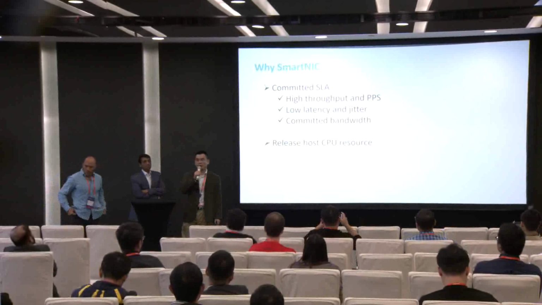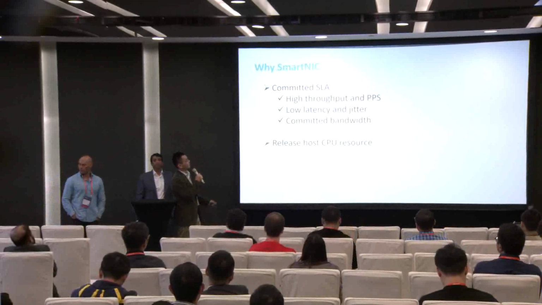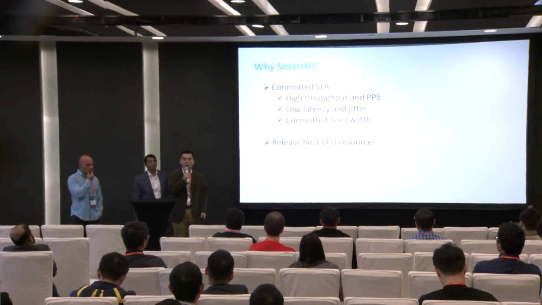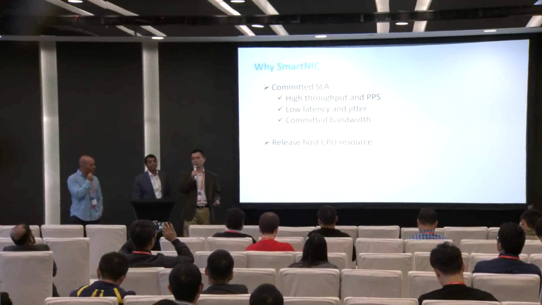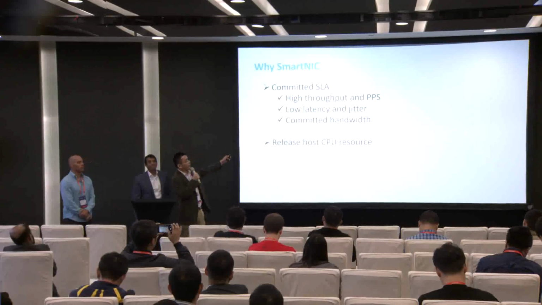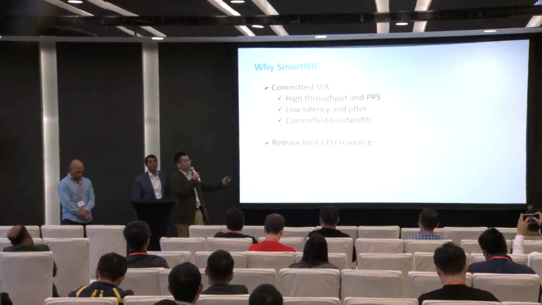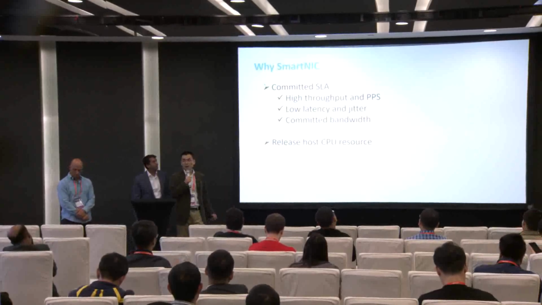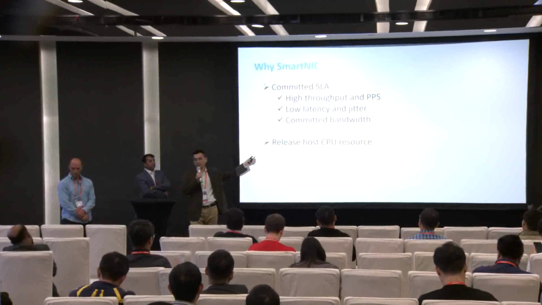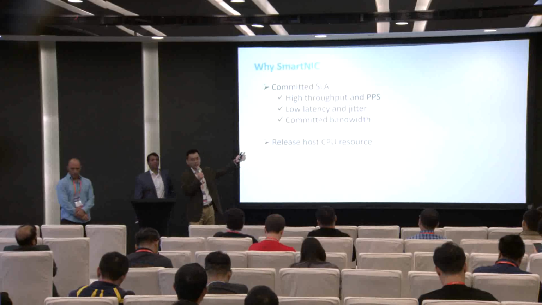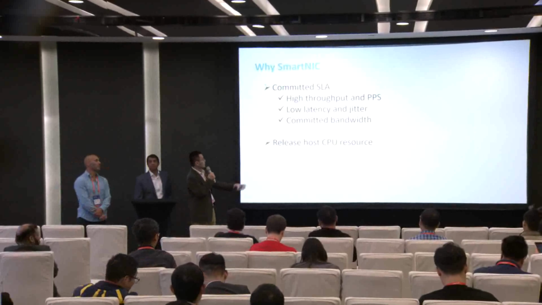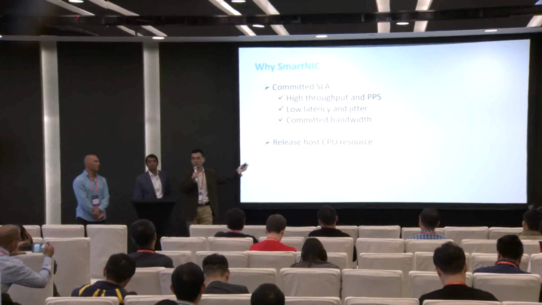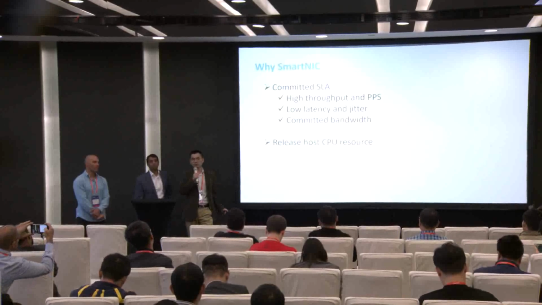Okay, so why does GD Cloud need SmartNIC? The first motivation is that we want to provide a committed SLA, the service level agreement. We want to provide our customers higher throughput and PPS, lower latency and jitter. We also want to guarantee the bandwidth allocation to our customers. Usually it's shared by customers, but now we want to guarantee it. The second motivation is to release the host CPU reserved for forwarding. The purpose is to lower the cost.